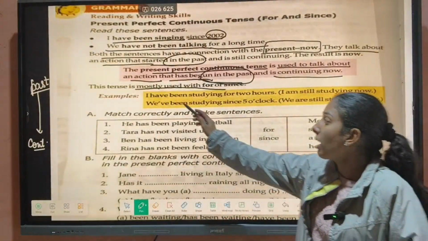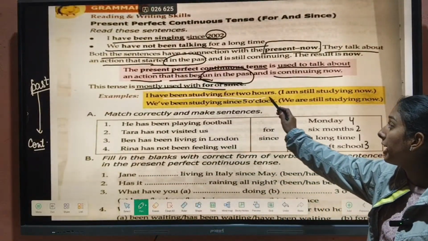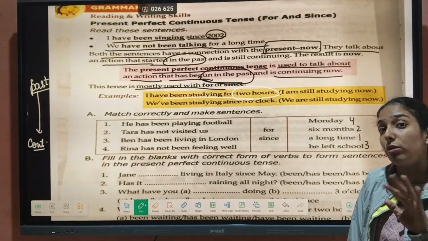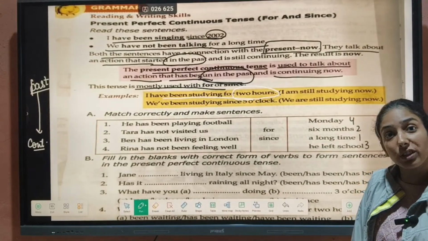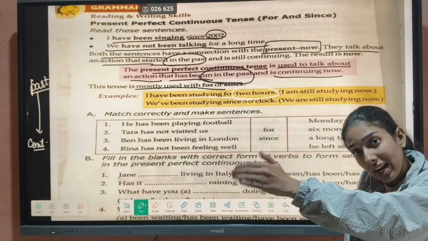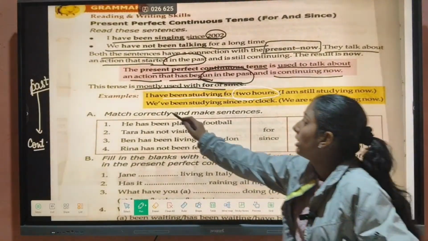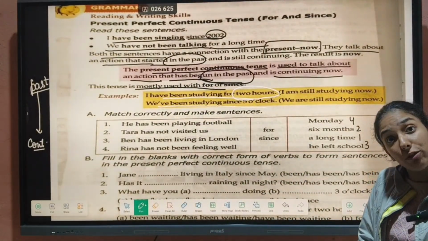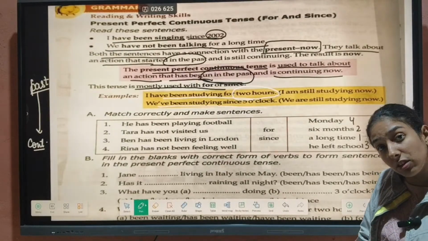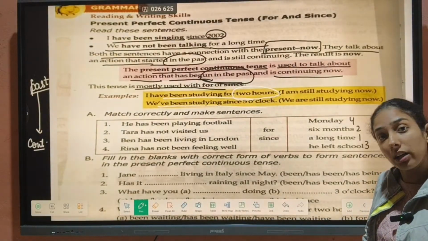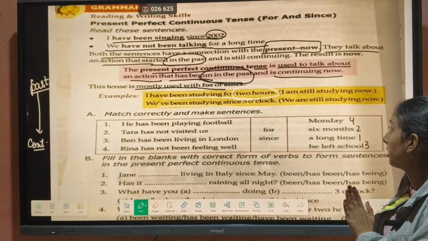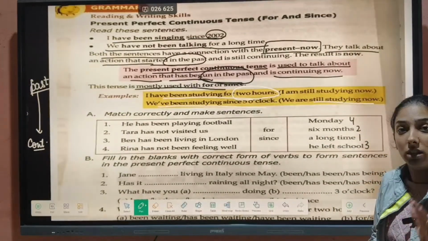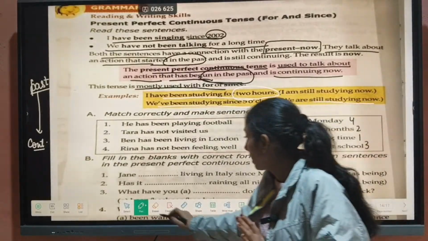Okay. For example, I have been studying for 2 hours. For 2 hours, I have been studying. Means I started studying 2 hours ago and still I am continuing it. We have been studying since 5 o'clock. From 5 o'clock, we are studying only. At 5 o'clock we started and till now we are continuing it. Here, we are still studying now. Now also we are studying.